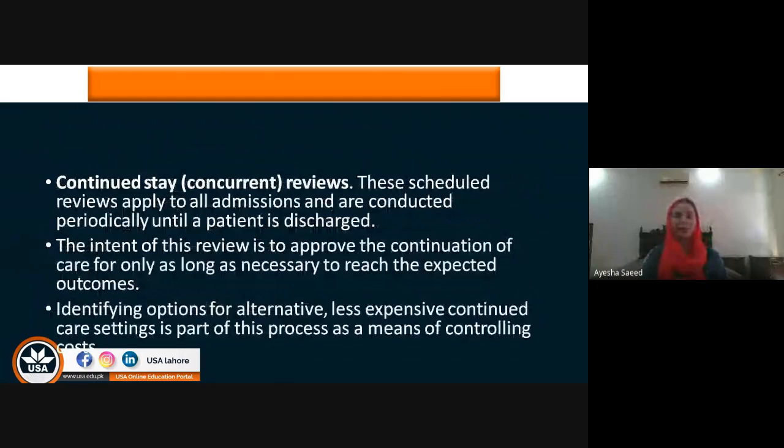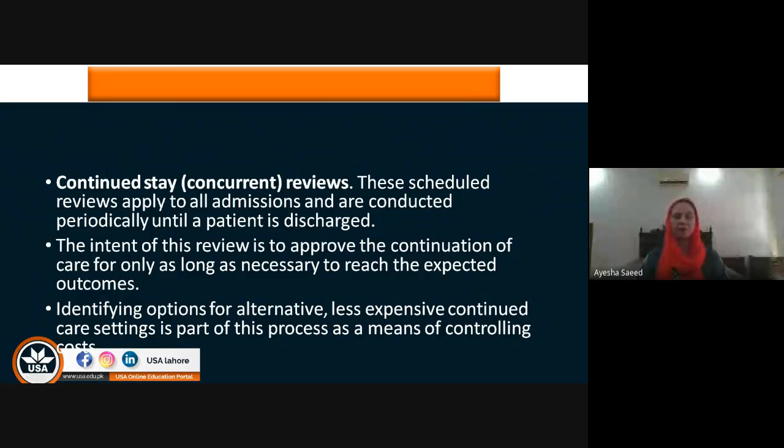Now, the continued stay or concurrent reviews are the ongoing reviews that are conducted especially for patients who are there for a long period of time, who have chronic diseases, like they are on dialysis, or they have had a stroke and are now paralyzed, maybe something like that. So they are there for a longer period of time. These scheduled reviews apply to all admissions and are conducted periodically until a patient is discharged. These are done at frequent intervals.